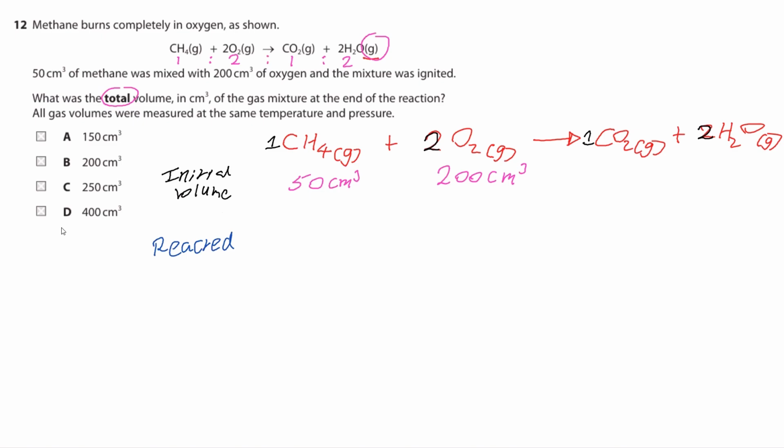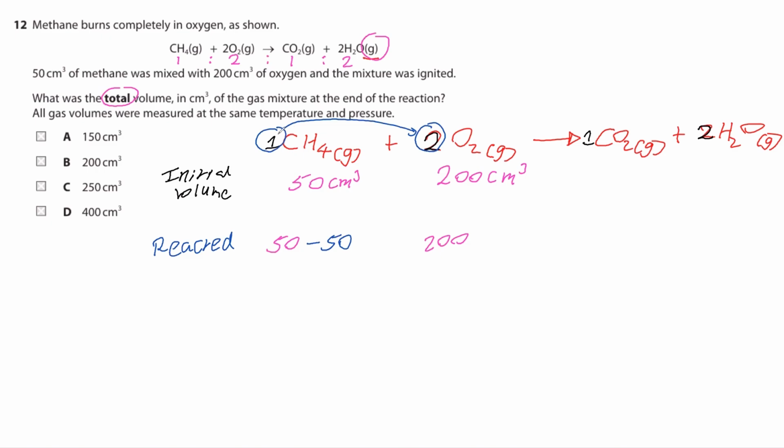So let's see. We had 50 cubic centimeters of methane and 200 cubic centimeters of oxygen at the beginning. I assume this methane completely burns. So out of 50, it completely burns, which means the reacted amount is 50. Their ratio is 1:2. The CH4 to oxygen ratio is 1:2.